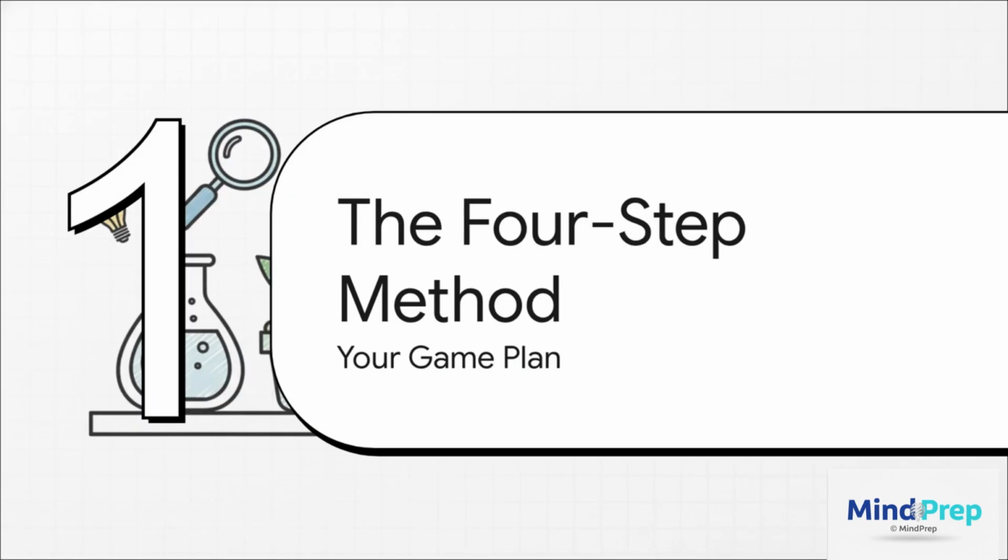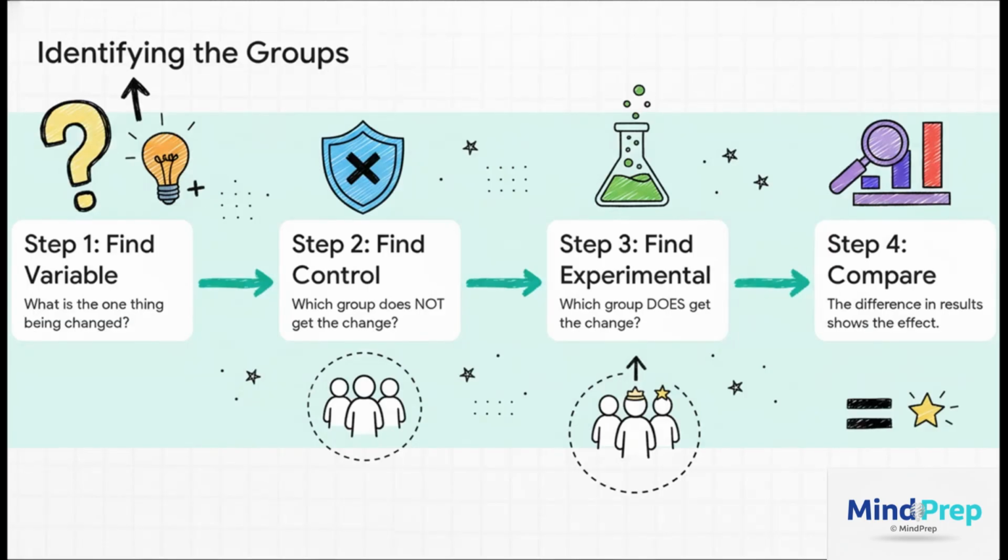Okay, so you've met the main players, but how do you actually spot them out in the wild, in any experiment you read about? Well, I'm about to give you a super simple game plan, a 4-step method that, honestly, works every single time. Let's walk through this together.